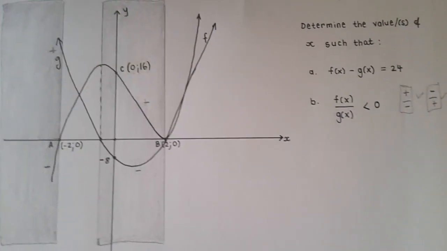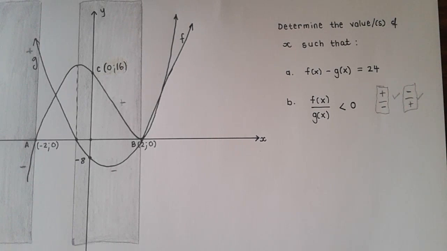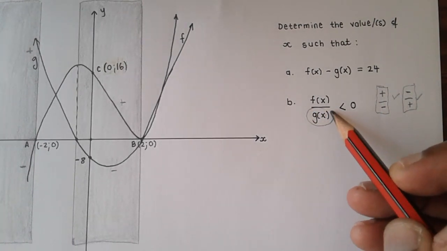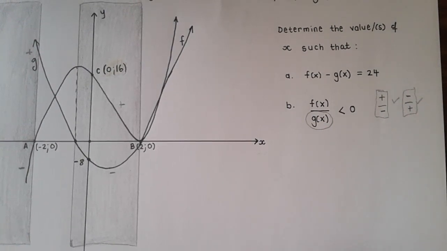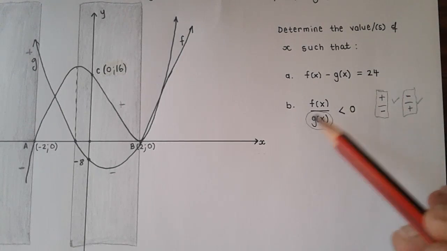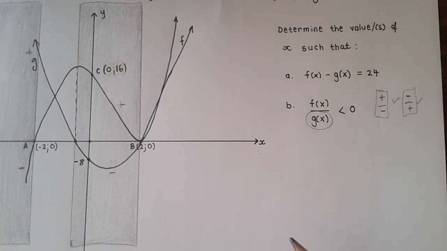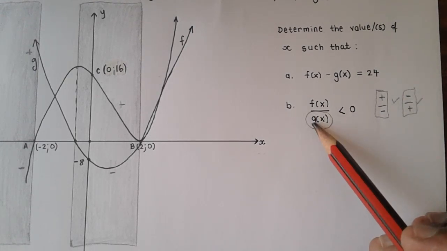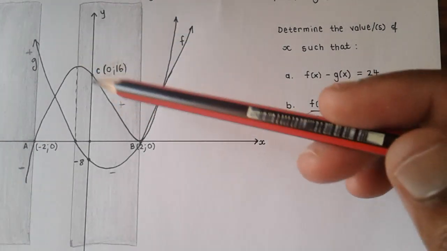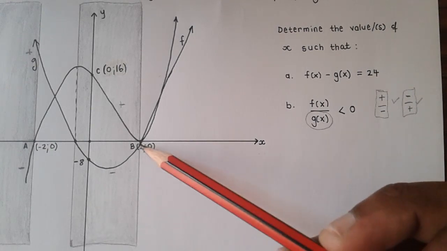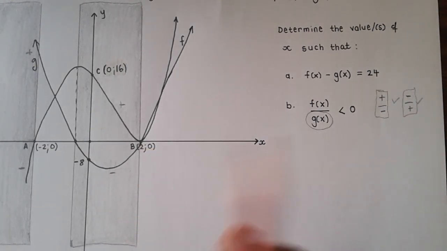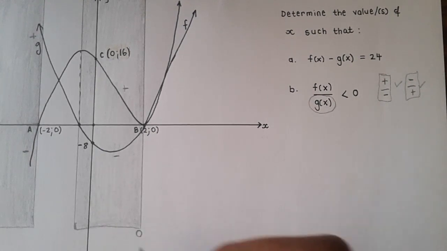Now I need to add another element, because we have a division here. We need to worry about dividing by 0. So whenever you are looking at a division, take the function that is in the denominator and immediately exclude where that function equals 0. The function g is our parabola, and it equals 0 at this x-intercept of (2, 0), so we're going to immediately exclude that x value of 2. We're not going to include it.